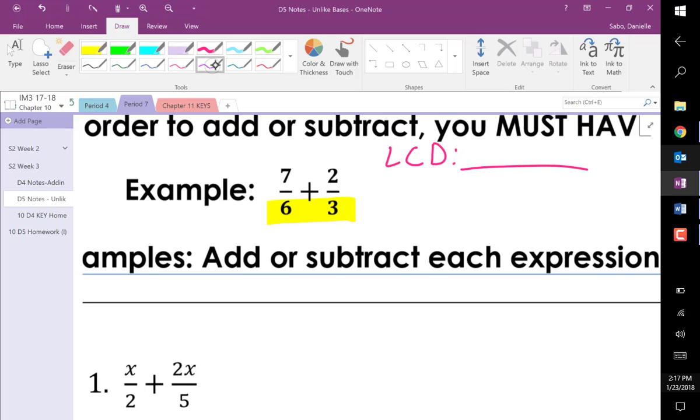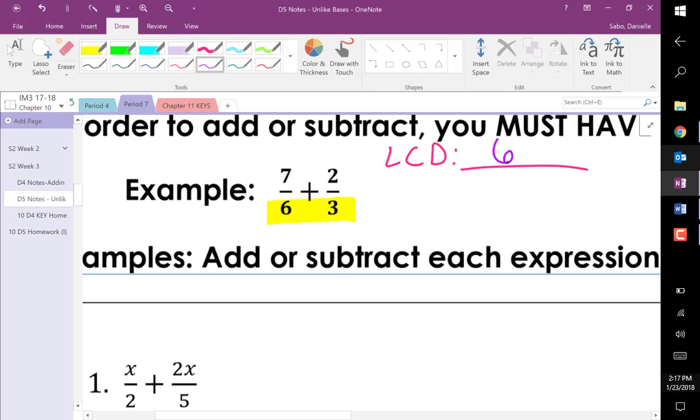6. So our LCD is 6 because it's asking, can you get a common base? I can. I can turn 3 into 6, but I can't turn 6 into 3 by multiplying, not by dividing. Because dividing would be too complicated, trust me. So, I'm not missing anything here because it already has the least common denominator.